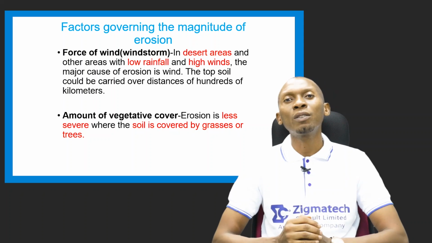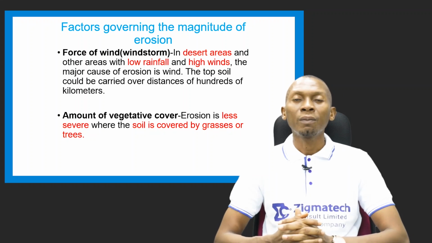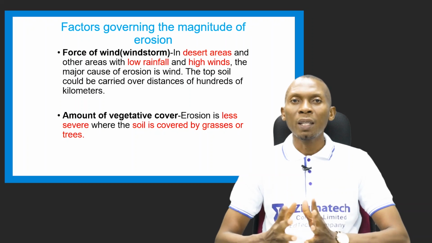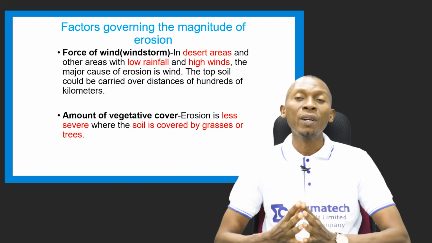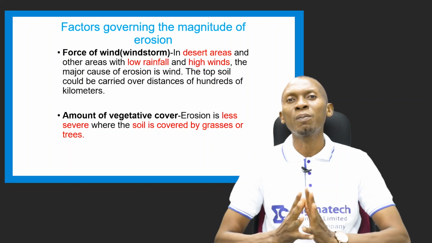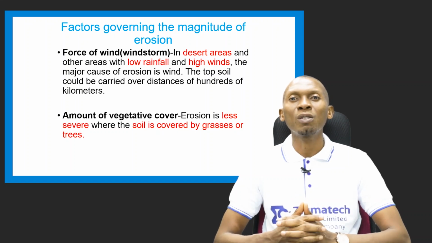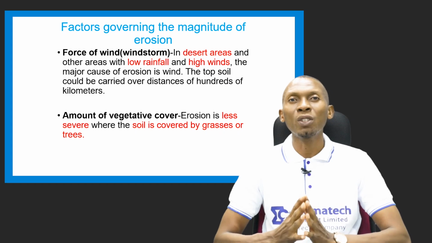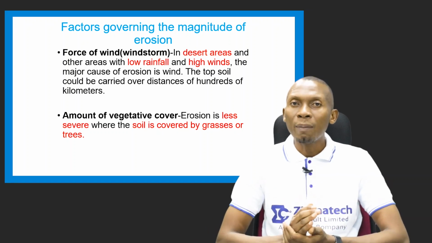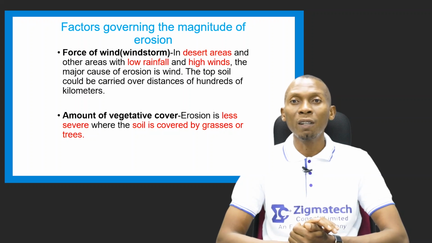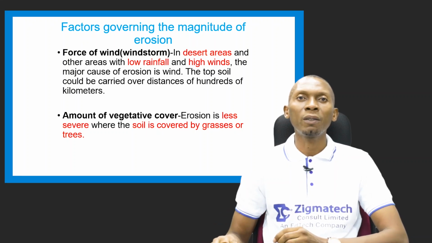We also have the amount of vegetative cover. Now, vegetative cover, we're talking about grasses growing on an area of land, or trees as well. So an area that is covered with a lot of grasses or trees will experience less erosion. But an area that has fewer trees or grasses is prone to a higher level of erosion. Remember, we're talking about factors that govern the magnitude. That's the level of erosion that takes place in a particular place. So if there's enough vegetative cover, such as grasses and trees, there will be less severe soil erosion in such an environment.